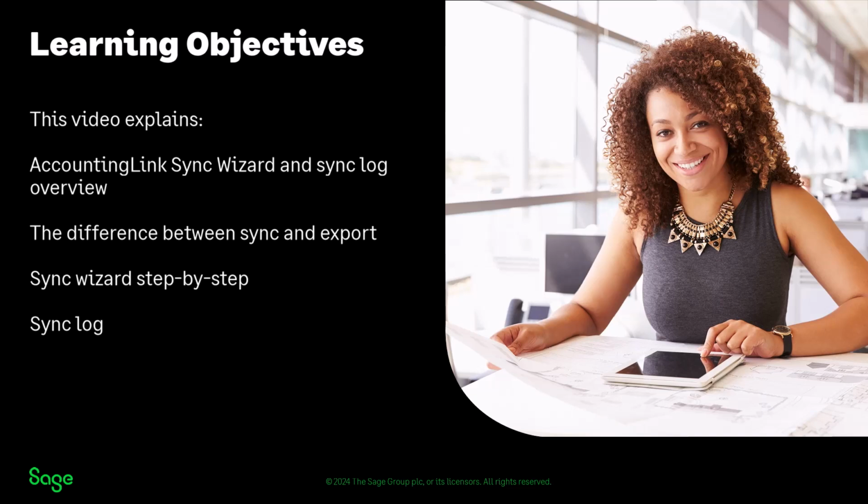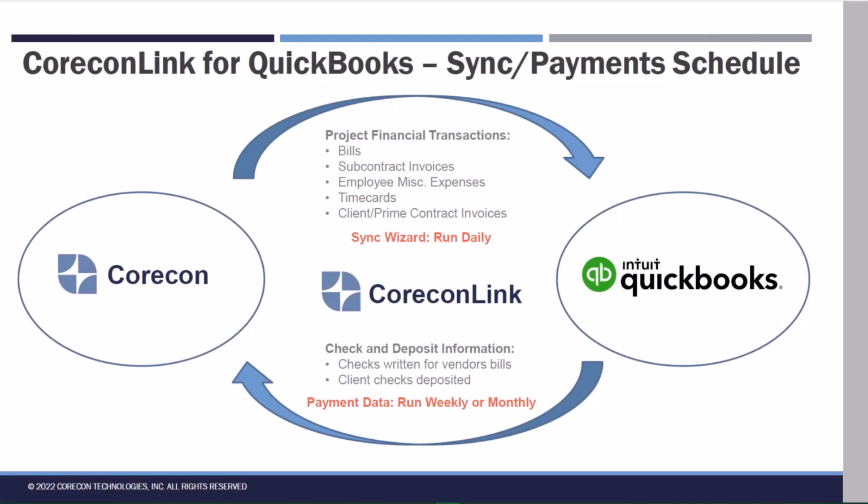This is the fourth in a series of training videos regarding the new AccountingLink QuickBooks Online. The purpose of the AccountingLink to QuickBooks Online is to prevent you from having to manually enter job-related cost and revenue transactions on both the Corcon side and the QuickBooks side.